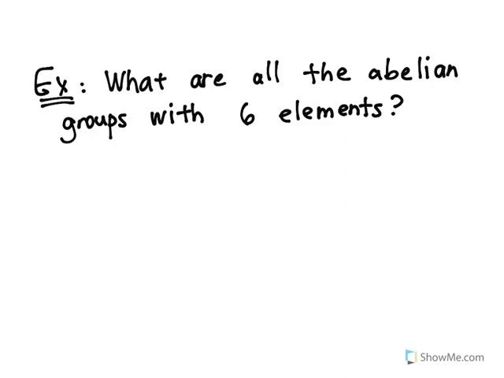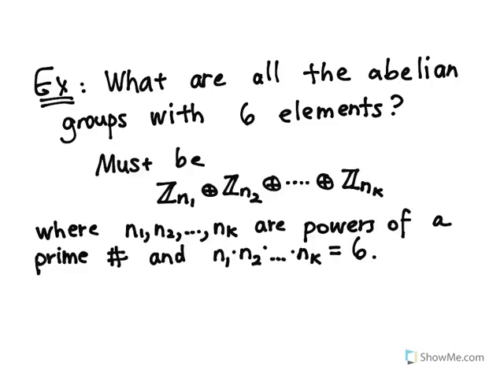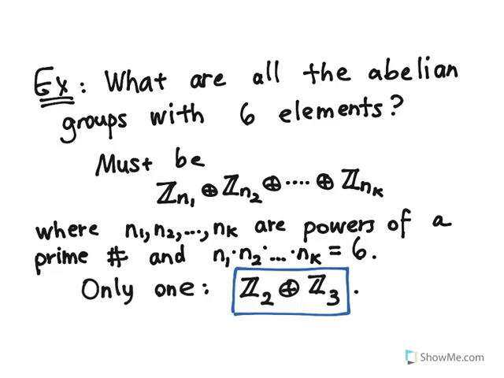For instance, what if I ask the question, what are all the abelian groups with 6 elements? Well, the theorem tells me that any group like this must be isomorphic to Z sub n1 plus Z sub n2 and so on, where these n1, n2, etc., should each be powers of prime numbers. And if I want there to be 6 elements in all, that means that when I multiply n1 times n2 and so on, I should get 6. If you play around with this a little bit, you can notice that there's actually only one way to do this. The only way is to look at the group Z2 plus Z3.